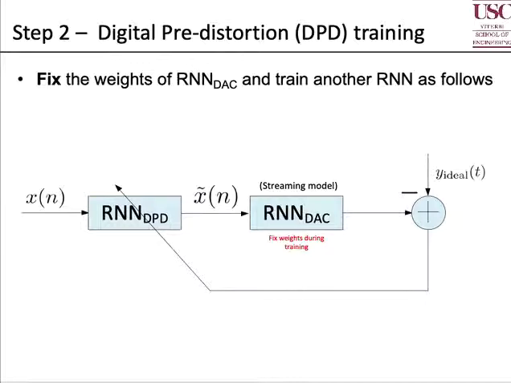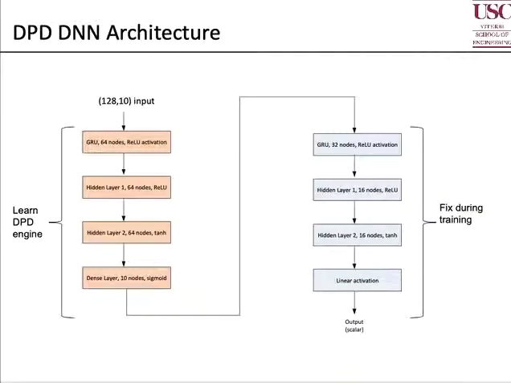So what we're doing is we're fixing the weights that we just learned to model the DAC, and we're just learning the DPD so that the output is as close to y ideal as possible. So we're backpropagating the error from the RNN DAC output, the difference between the RNN DAC output and y ideal. That error is used to train this DPD engine. As far as the architecture, it's very similar to what I used for the analog post-correction. What you're seeing on the right here is fixed during training, and on the left is what we're learning. So the right-hand side is the DAC model, the left is the DPD engine.